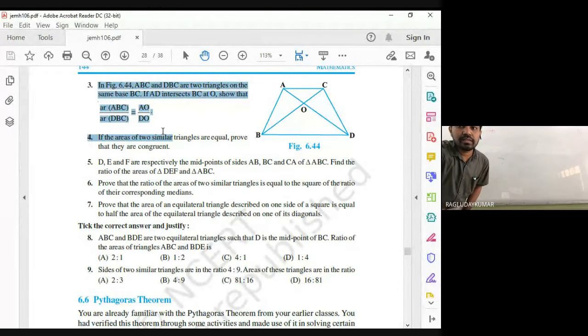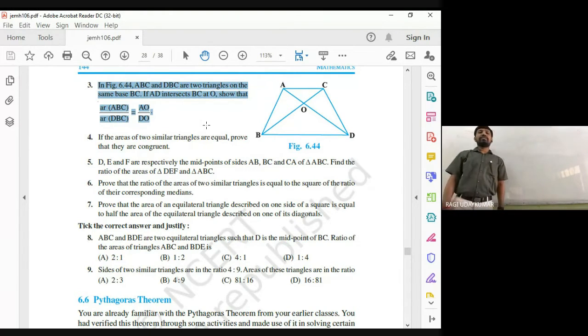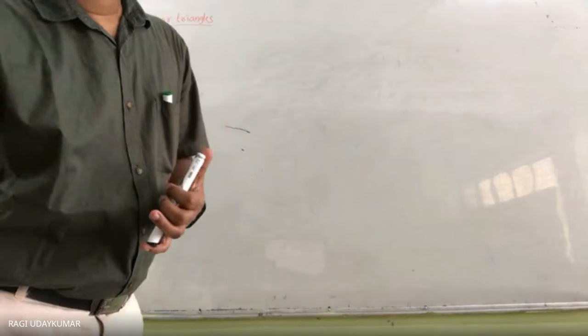ABC and DBC are two triangles on the same base BC. AD intersects BC at O. Then show that the ratio of the area of triangle ABC to the area of triangle DBC is equal to AO by DO. You are asked to prove this. Okay, so this is the question here.